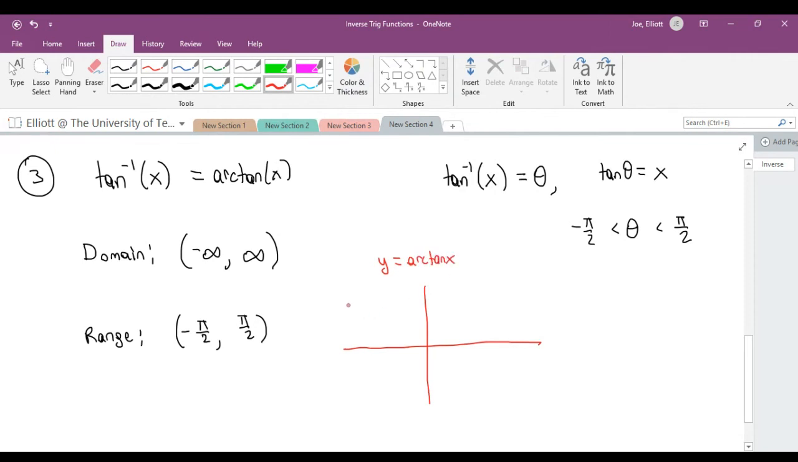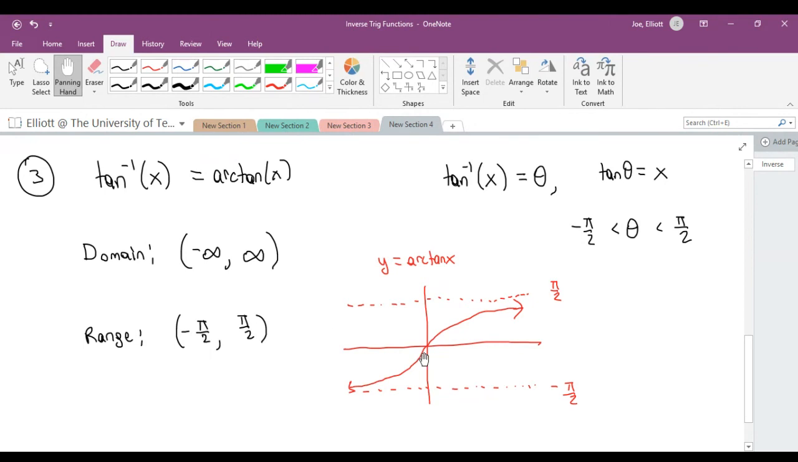So arctangent has horizontal asymptotes at pi over 2 and negative pi over 2. And then it's going to look like a tangent function kind of, but it's kind of flipped around, so it'll look like this now, okay? That's what the graph of arctangent looks like.